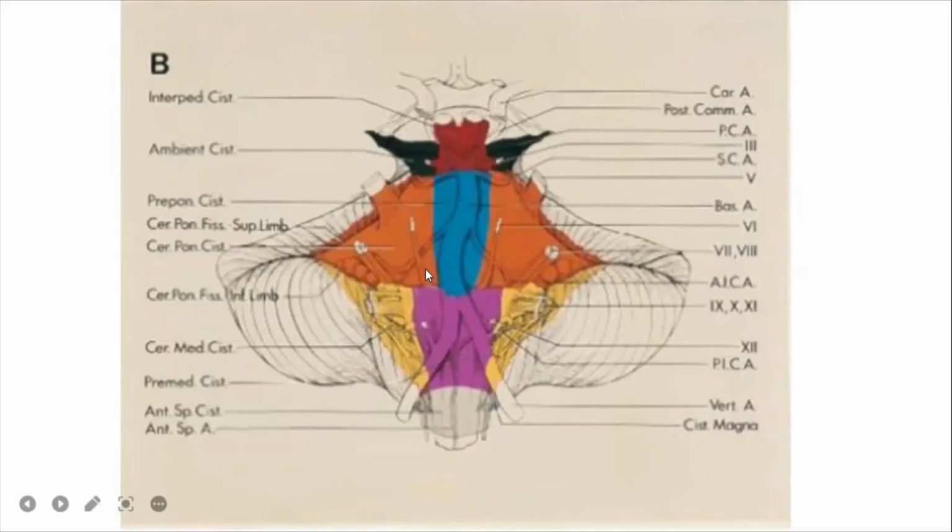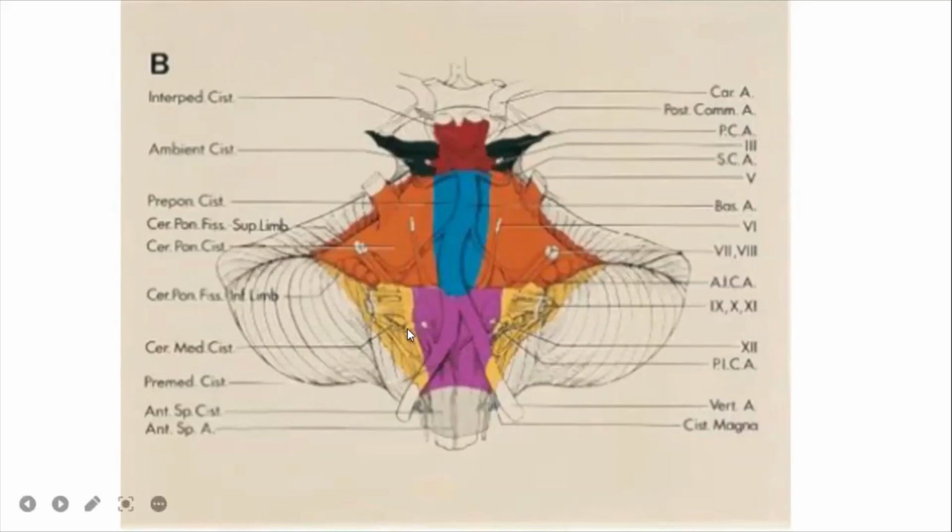Also, we can visualize that in the interpeduncular cistern is the third cranial nerve, which is the content of the interpeduncular cistern. In the prepontine cistern there is no nerve passing, whereas in the cerebellopontine cistern, superiorly is the trigeminal nerve, just lateral to the prepontine cistern, and inferiorly is the abducent, which is the sixth, and the complex of the vestibulocochlear and the facial nerve.